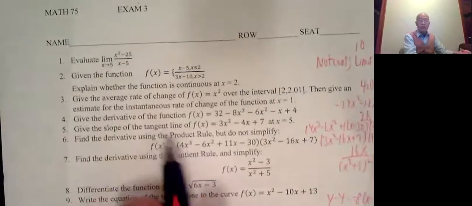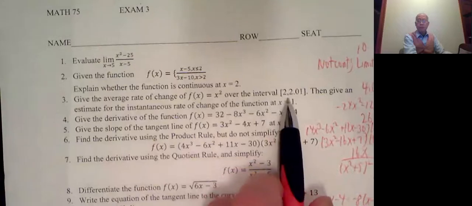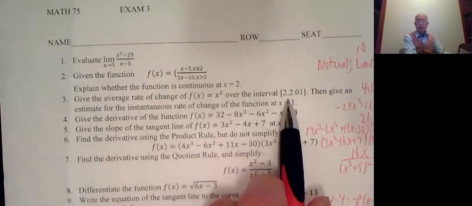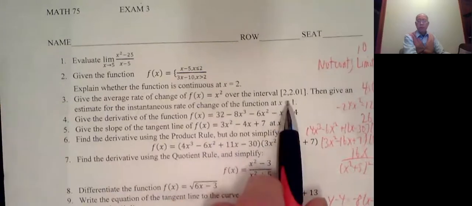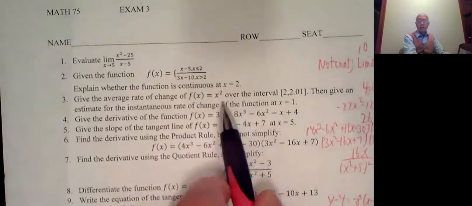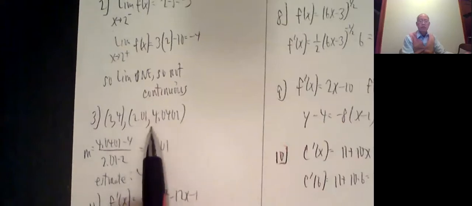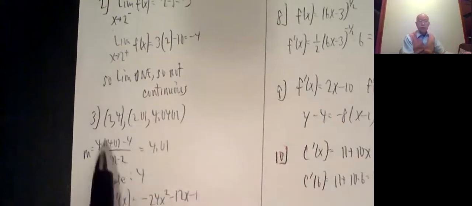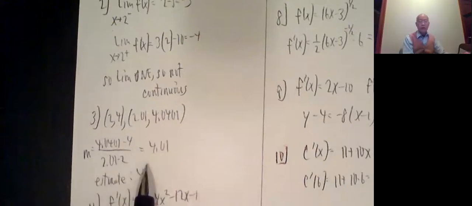Number 3, give the average rate of change of f of x equals x squared over the interval from 2 to 2.01. You're basically just taking the slope of the line that passes through 2 comma f of 2, 2.01 comma f of 2.01. You just plug in. 2 squared comes out to be 4. 2.01 squared is 4.0401. So it's just y2 minus y1 divided by x2 minus x1. If you work that out, it comes out to be 4.01.